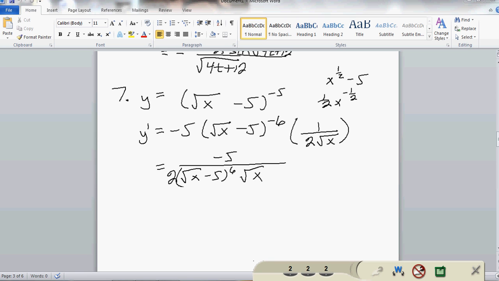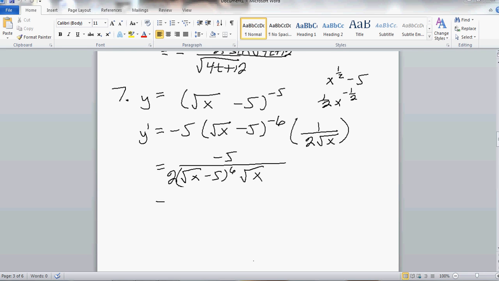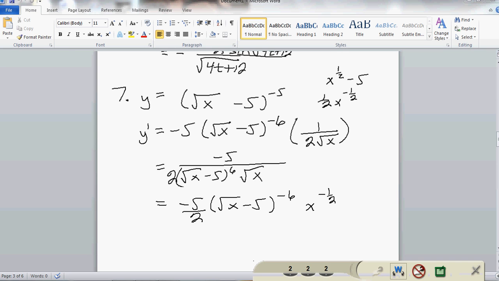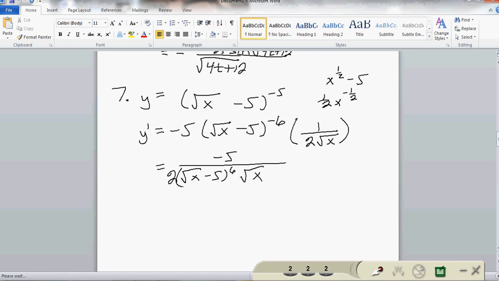So really why I did this, I don't know, because what I want to do is really keep this in a user-friendly form, which I never did really have it in a user-friendly form, so let's rewrite it into a user-friendly form. -5 square root of x minus 5 raised to the -6th power, and then this would be times 1/2. I can take care of the 1/2 pretty easily. X to the -1/2 power. Okay, so we've got quite a mess going on right here.